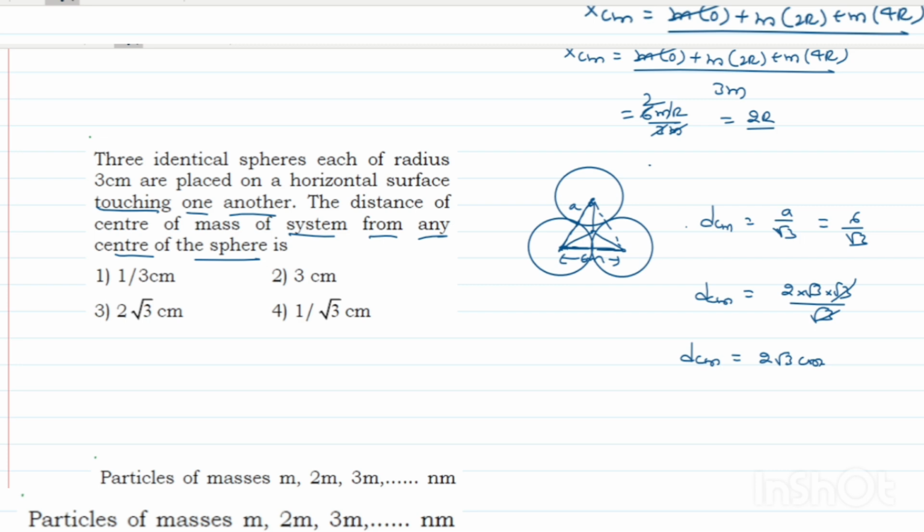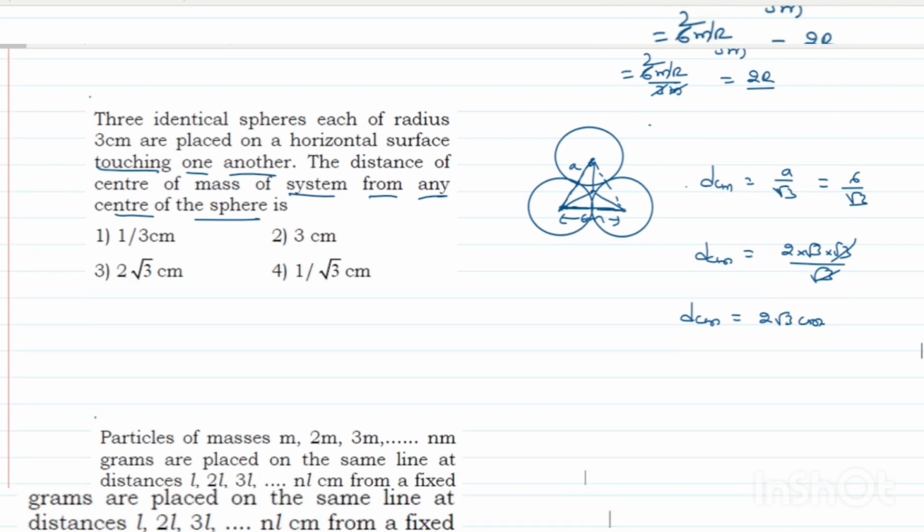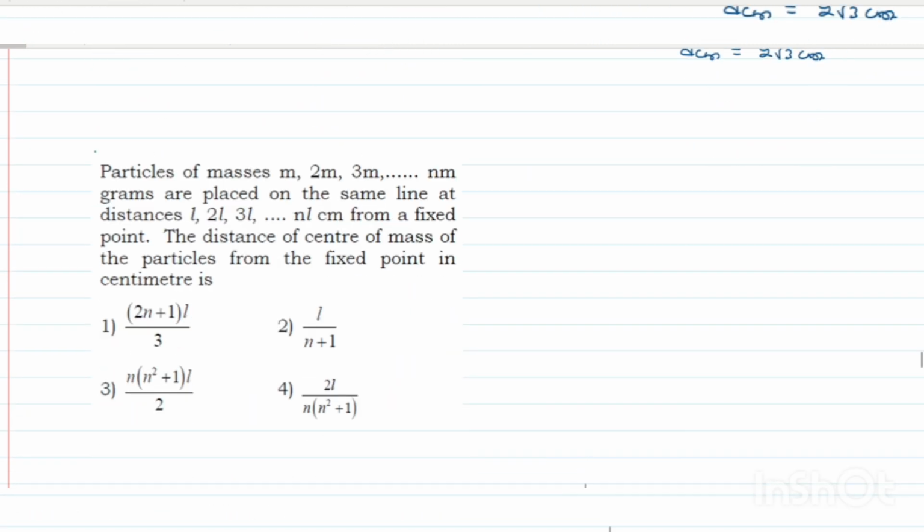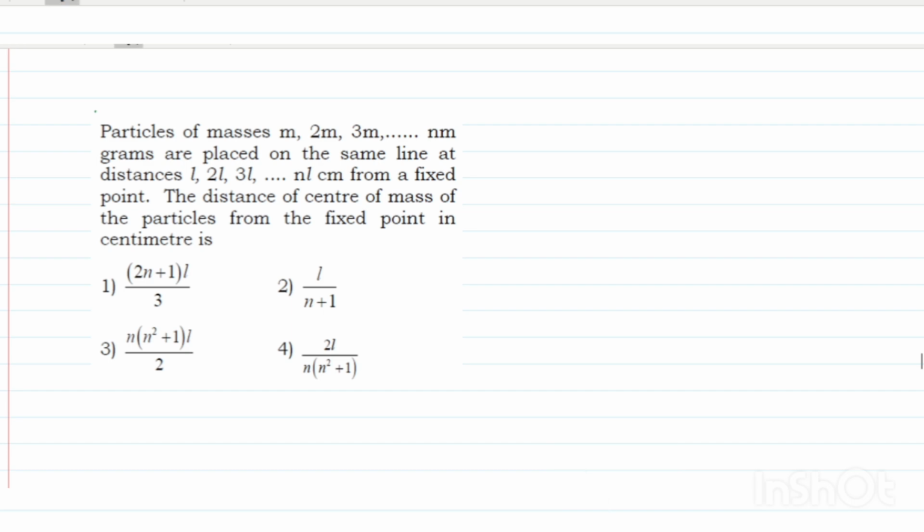Now let us see the next question, students. The next question says the particles of masses m, 2m, 3m, and so on up to nm grams are placed on the same line at distances L, 2L, 3L, and so on up to nL centimeters from a fixed point. They are asking the distance of the center of mass of the particles from the fixed point in centimeters.